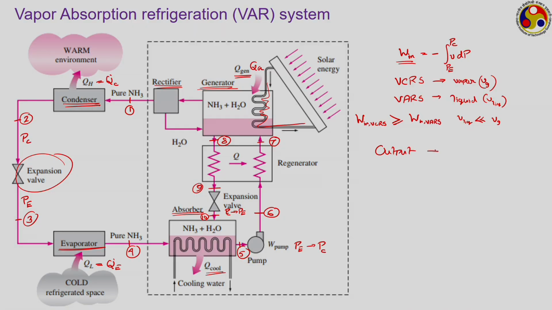So, what are the inputs that you are giving? Your output remains the same. Your output in this case is this QE or Q dot E. What is your input to this system?